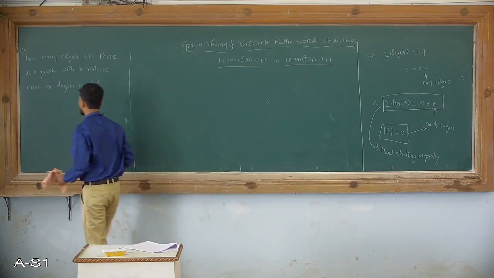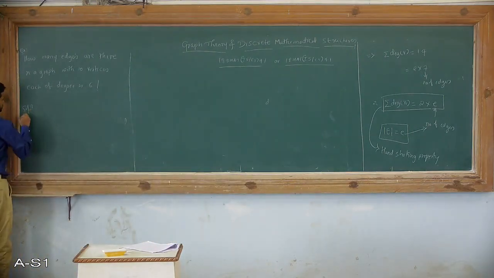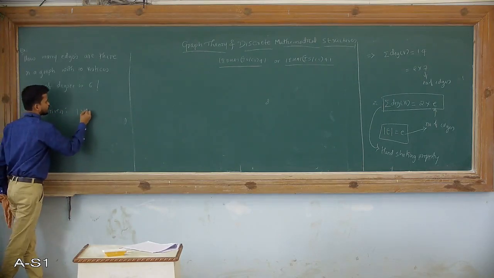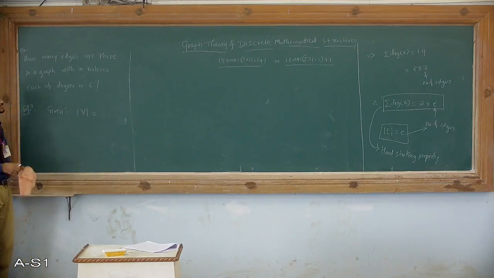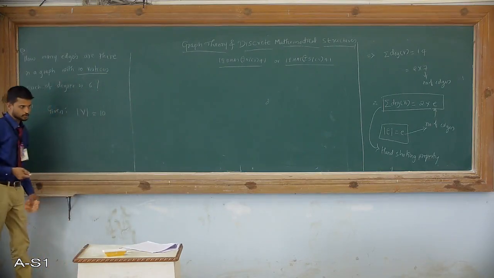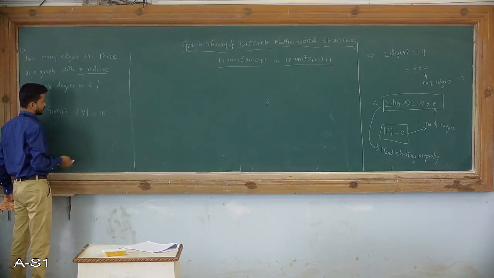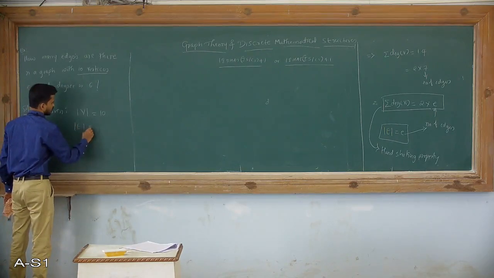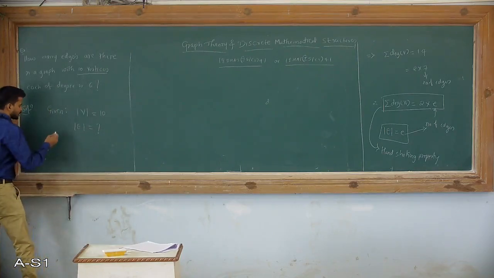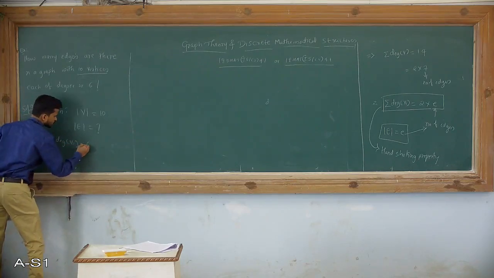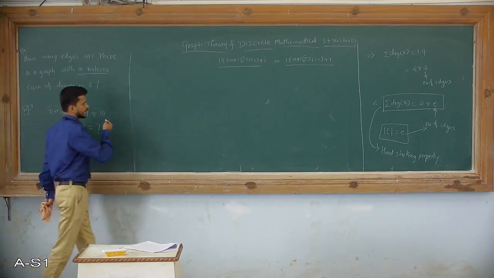Given that the cardinality of V stands for the number of vertices present in this graph, the number of vertices is 10. So the cardinality of V is equal to 10. But the cardinality of E is not given, and we need to calculate that part. The degree of each vertex is given, that is 6. So now, using the handshaking property.